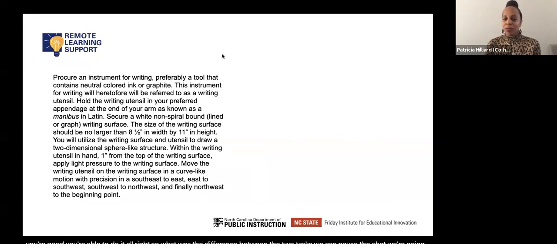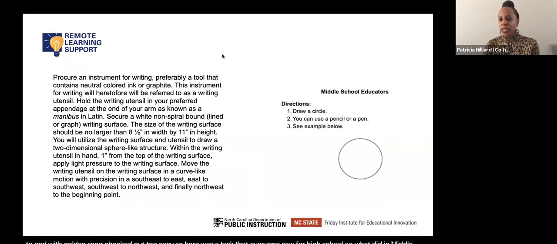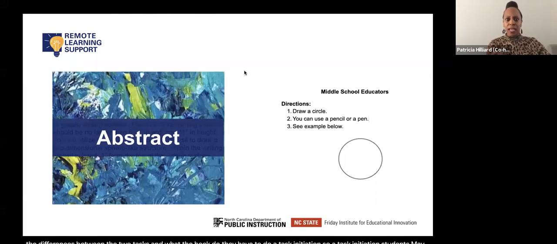So what did middle school have to do? Middle and elementary. They got the directions of draw a circle, and they even got an exemplar. So what were the differences between the two tasks, and what the heck do they have to do with task initiation? So with task initiation, students may perceive the task that we put before them like the one that I gave high school. Something that is very, very abstract, like looking at the appendage at the end of your arm. Like, that's too many words. I don't understand what you're talking about.